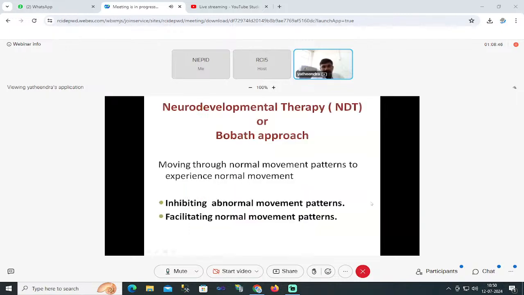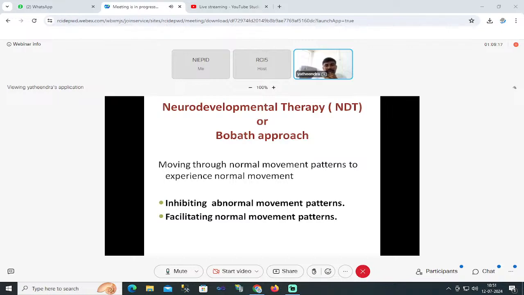Okay, and along with the major conservative treatment, we do have specific categories. That's what I was explaining in the multidisciplinary approach also. So this is a part of both OT and PT, what you call neurodevelopmental therapy. This is also called the Bobath approach. So moving through normal movement patterns to experience normal movement. So there are two basic criteria of this: one is inhibiting the abnormal movement patterns, and one is facilitating the normal movement patterns.